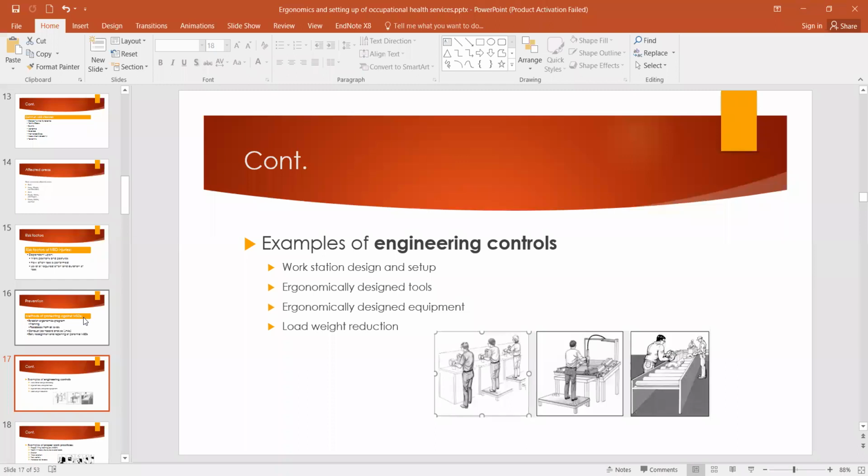There are some examples of engineering control. The proper buildup of workstations, which are properly designed and set up, ergonomically designed tools, which are used by the workers, ergonomically designed equipment, and load weight reduction with the help of different equipment and tools.